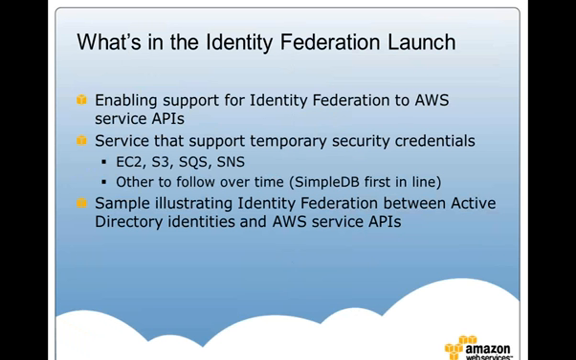So what's in this new federation feature set? It's enabling support for identity federation, one of the key scenarios that we've heard about for either enterprise applications or mobile or consumer apps. Support for this will roll out over time. As you see in the list here, EC2, S3, SQS, and SNS support this right away, with things like SimpleDB following. So services will be adding this feature set over time, but the generic feature set is in play at the moment.